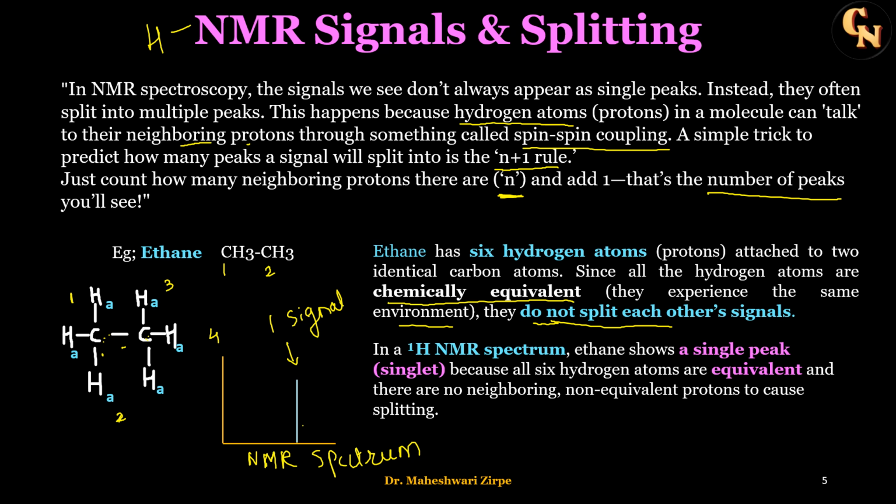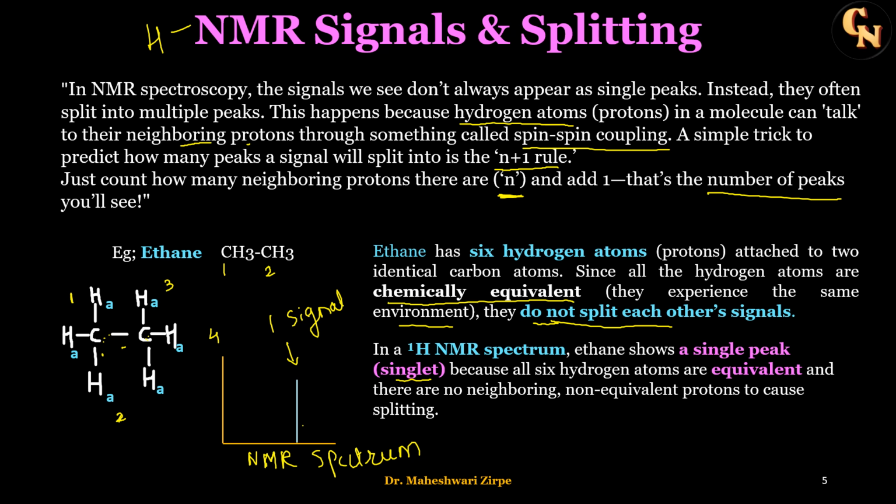So what does that A indicate? All are chemically equivalent protons, and that's the reason why in the HNMR spectrum ethane shows only a single peak, or singlet. It is called a singlet because one single line is known as a singlet. Singlet indicates that there is only one signal which you can see in the spectrum, because all the 6 hydrogen atoms are equivalent, and there is no neighboring non-equivalent proton.